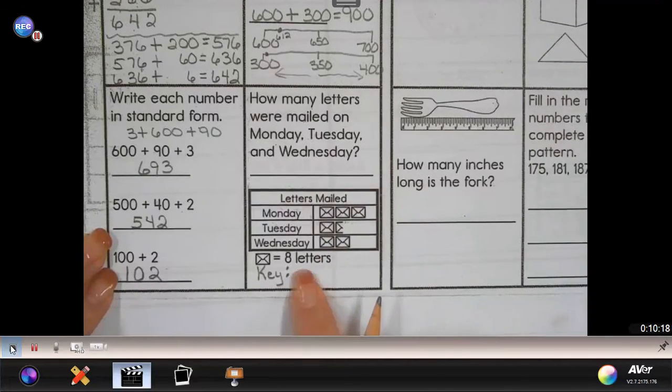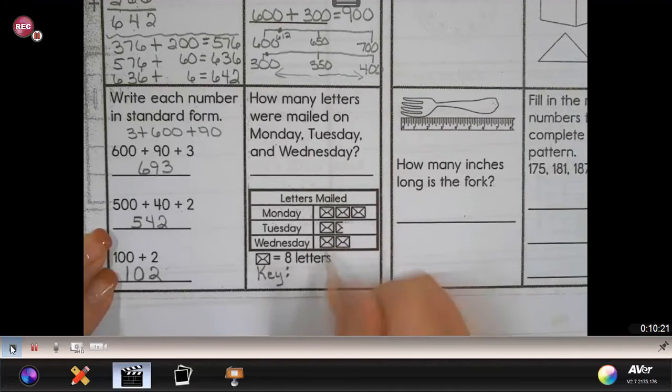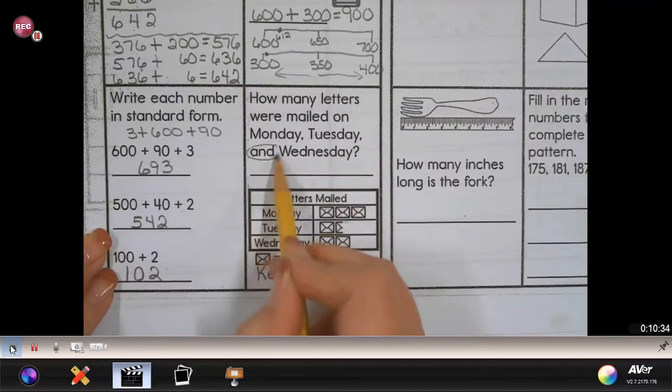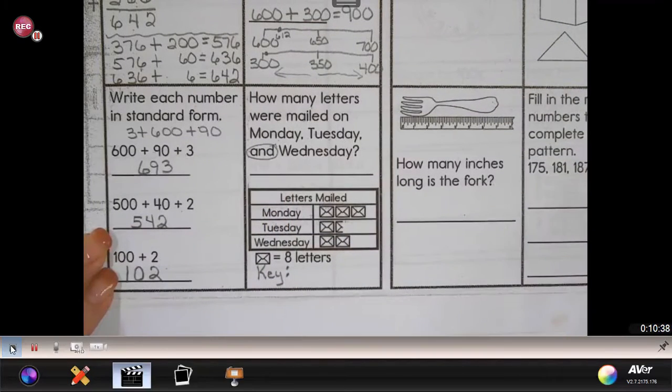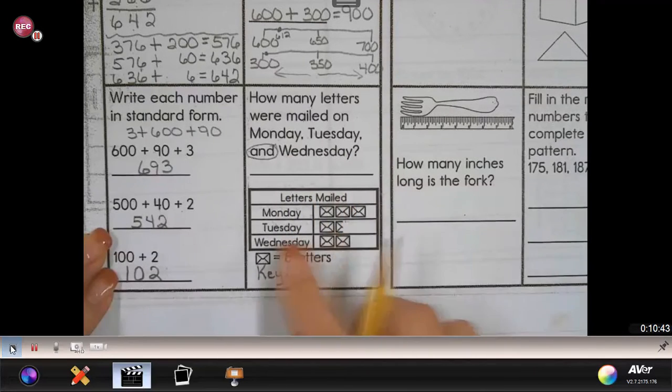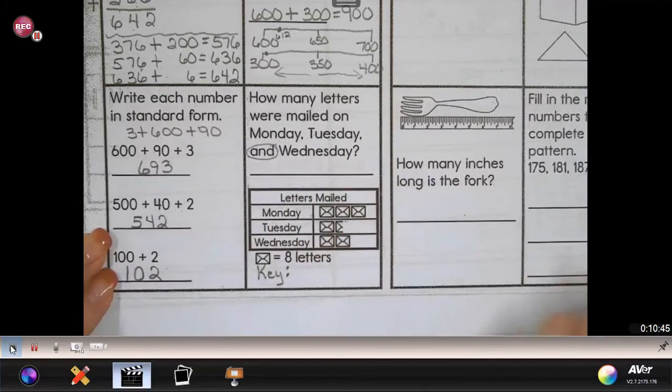This is your key. So every picture of a letter is going to be representing 8 letters. They want to know how many letters were mailed on Monday, Tuesday, and Wednesday. Remember, when we see "and," most of the time we're going to combine these values. Multiplication kind of goes well with pictographs, because if we have the same number over and over again, we can use multiplication to represent that.